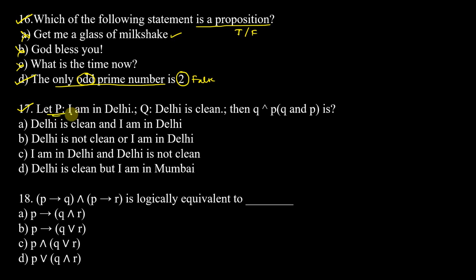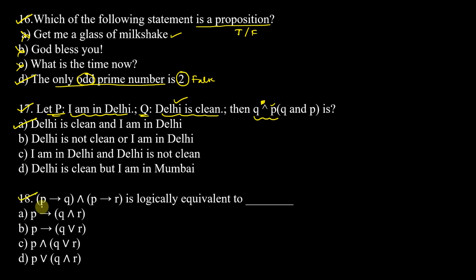Now 17th question. Let P is a proposition: I am in Delhi. Q is a proposition: Delhi is clean. Then it is asking Q and P is. What is Q? Delhi is clean. What this says? Conjunction. And what is P? I'm in Delhi. Means Delhi is clean and I'm in Delhi. That is an option A.